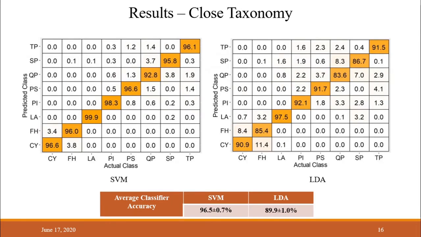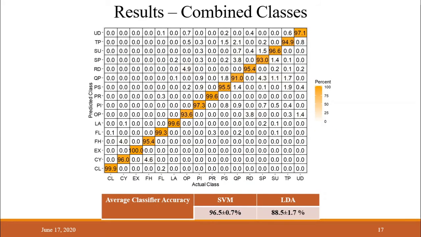The confusion matrices for the closed taxonomy are shown. The SVM achieved an average classifier performance of 96.5%, while the LDA achieved an average classifier performance of 89.9%. When the classifiers were trained with the data of all the 16 motion classes, the confusion matrix for only the SVM is shown. The SVM achieved an accuracy of 96.5%, while the LDA achieved an accuracy of 88.5%.